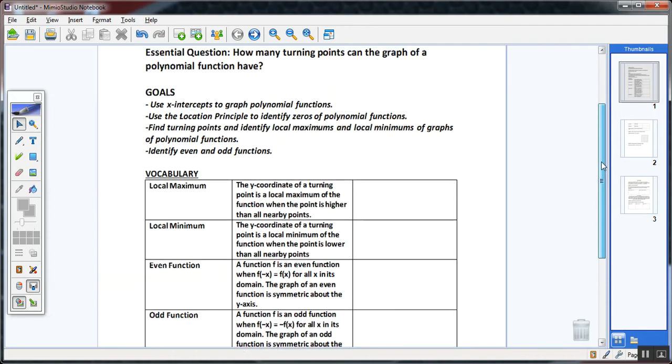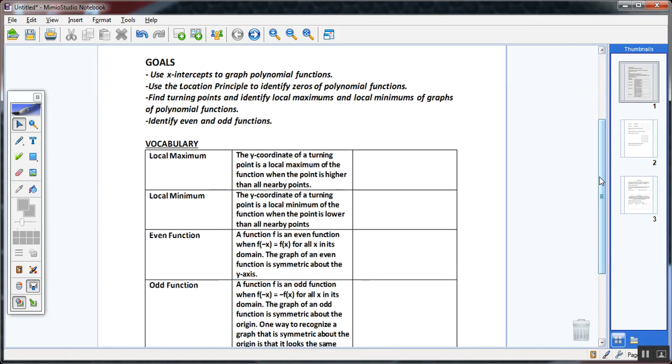But in order to answer how many turning points the polynomial function has, we first of all need to be able to use x-intercepts to graph polynomial functions. Second thing we're going to do is use the location principle, and we'll talk about this a little bit, to identify zeros of a polynomial function. We're going to find turning points and identify, this is kind of a biggie, local maximums and local minimums of graphs. We'll talk about what that means. And lastly, we're going to identify even and odd functions.